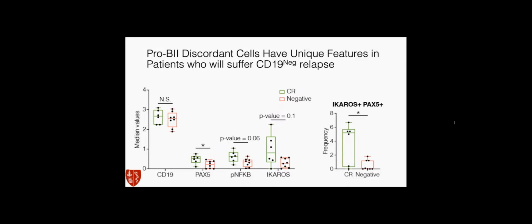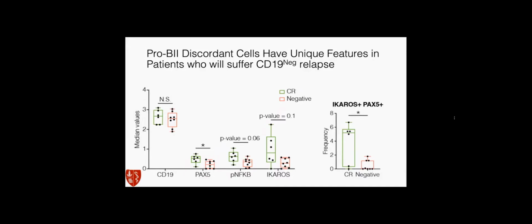When we started to drill down a little bit more, doing what we love to do with the CyTOF, which is to look at multiple features within these individual cells or in these individual populations, we found that in the patients who are going to have a 19 negative relapse, these Pro-B2 discordant cells do have some unique features in comparison to patients who go on to have a complete remission. So for example, as I had previously shown you and as you would expect, the discordant Pro-B2 cells have a very slight difference in CD19 in the pre-CAR sample.